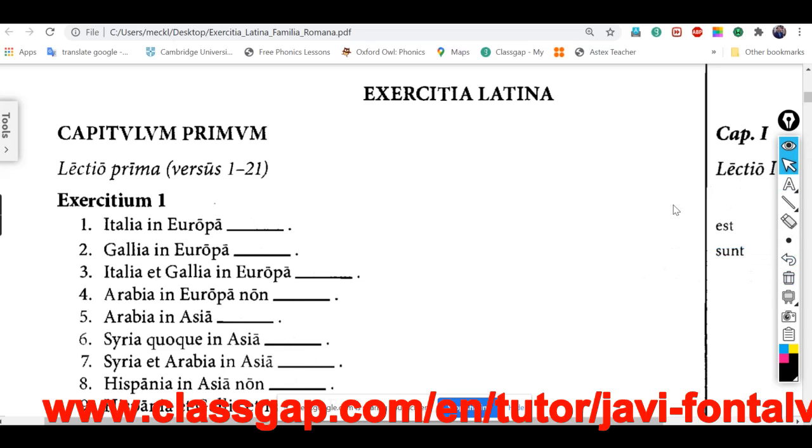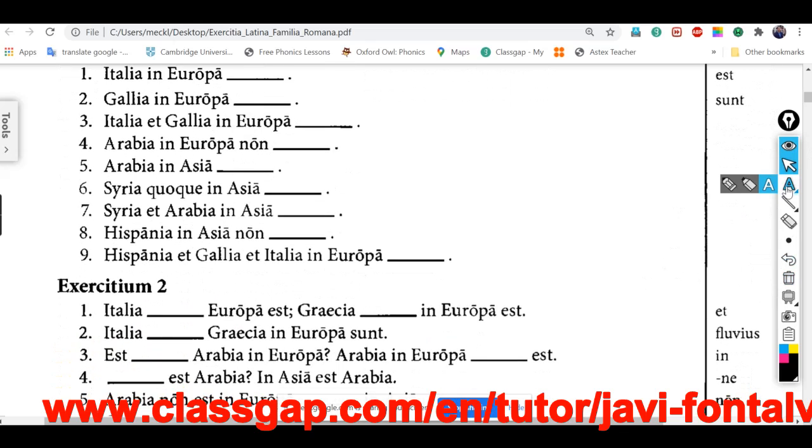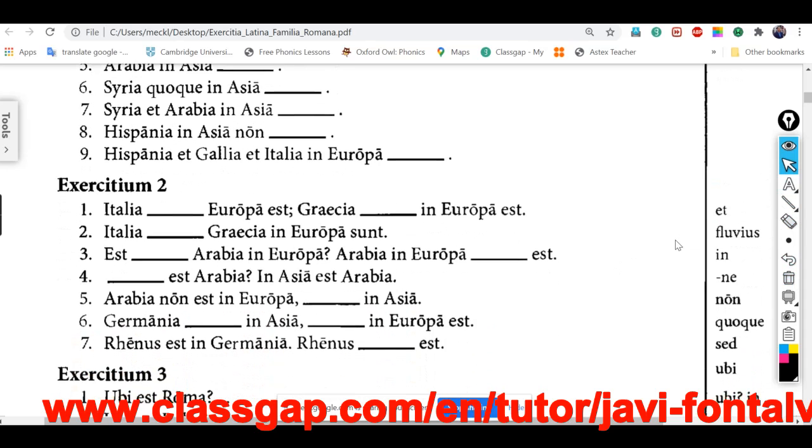I'm gonna scroll down a little bit. Oh, we're almost finishing. Okay. Number nine. Hispania, Gallia, Italia, in Europa. Sunt. It's okay, yeah? This is why I'm very easy. Now, let's bring it up a notch.